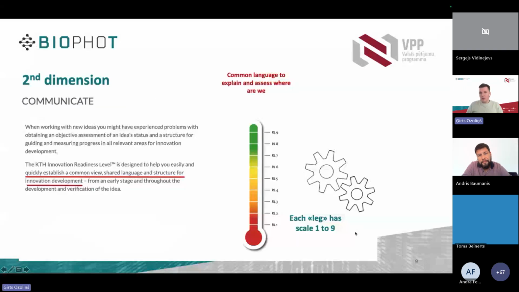So another dimension is to communicate easily about all these 6 aspects or 6 legs that I mentioned earlier, and basically to establish a common language to explain and assess where we are with our innovation at a certain period of time. In that sense, the KTH IRL methodology for each of these 6 legs that I showed in the previous slide has a scale from 1 to 9. So all these 6 are in scales, and each scale has its own quite detailed description.